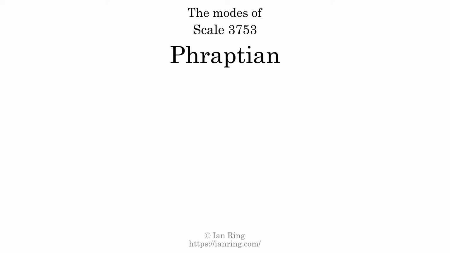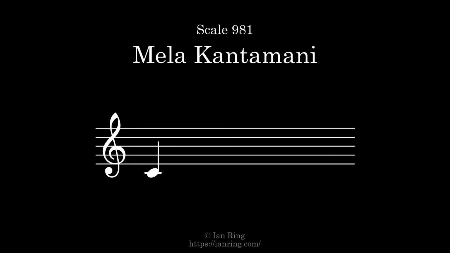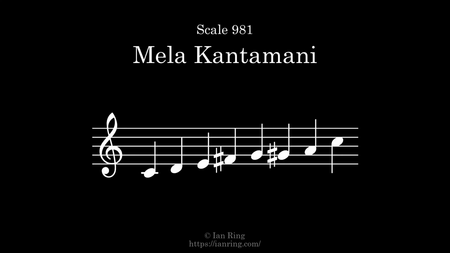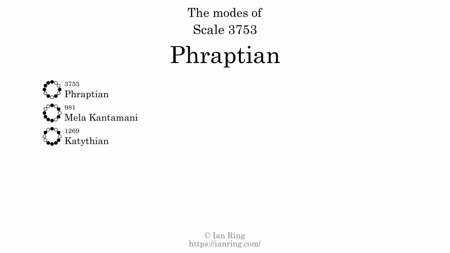This scale has 7 modes. The first mode is itself. The second mode is scale 981, also known as millicantamony. It sounds like this. The third mode is scale 1269, also known as Catithian. It sounds like this.